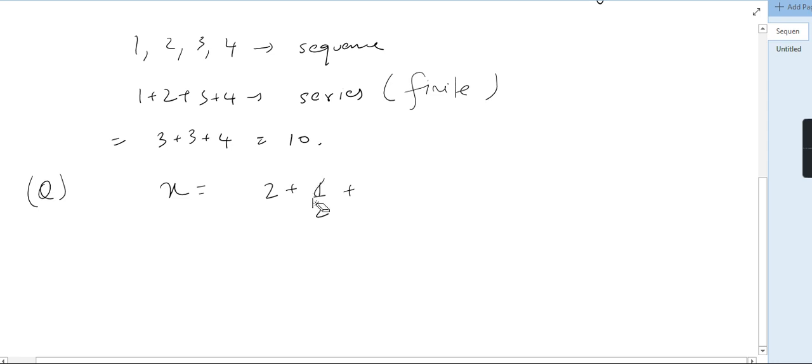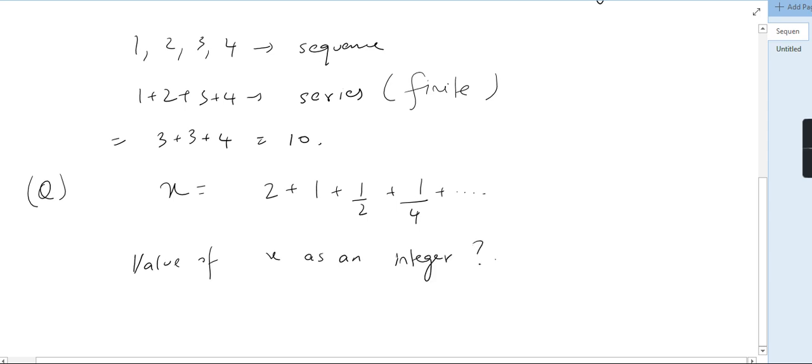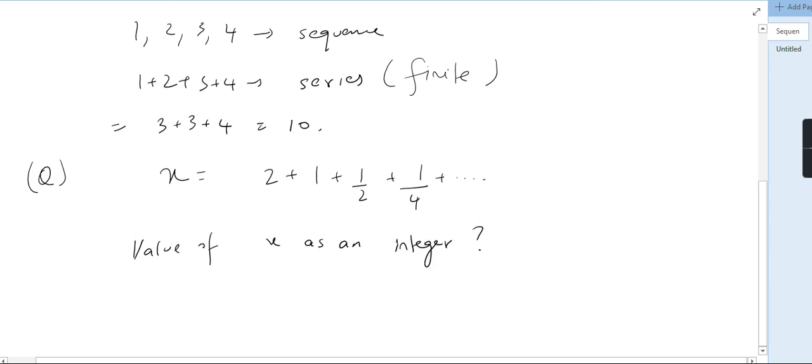Sorry, 2 plus 1 plus a half plus 1/4, and it keeps on going. So every term there's a common ratio that's half, and this keeps on going. Let's say you're asked to find the value of x as an integer, and we need to find this, and this thing is an infinite series.